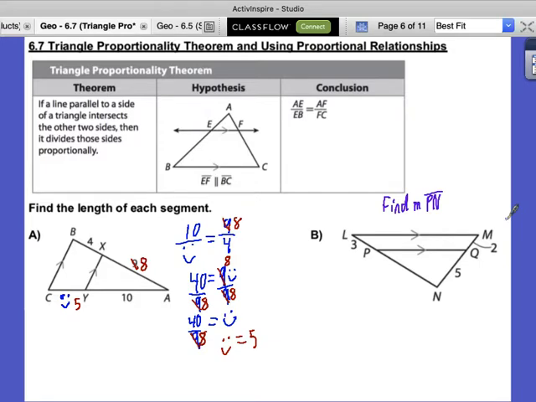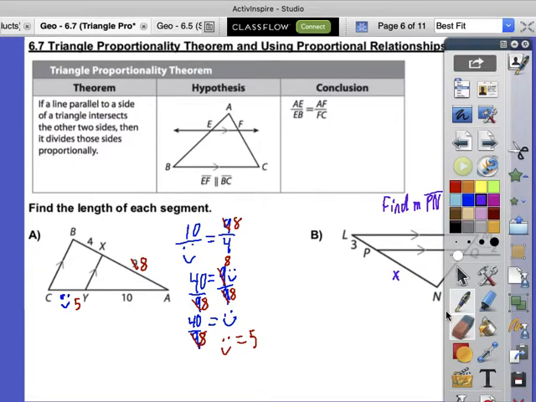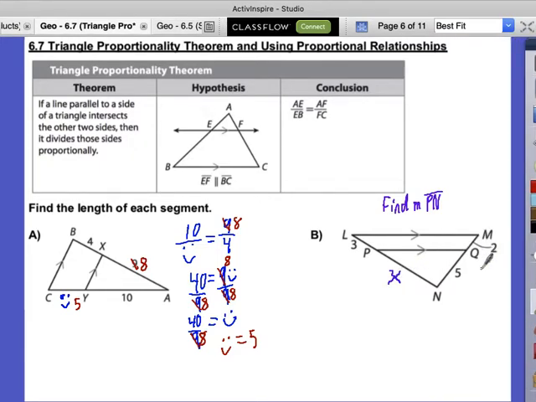Let's talk about this one up here. So if we call PN, what do you guys want to call this? X, okay. Let's get creative. We're gonna call it squiggly x. So, trying to find the squiggly x here.